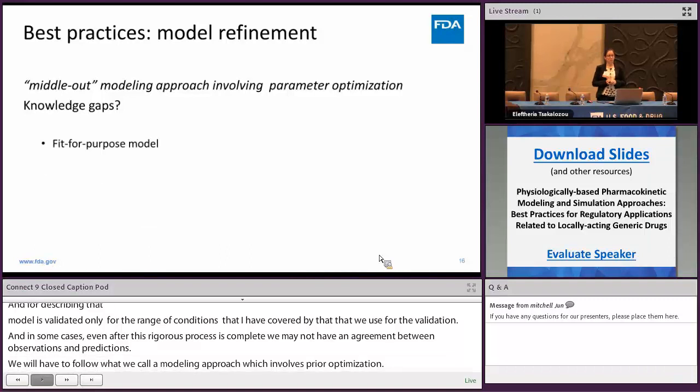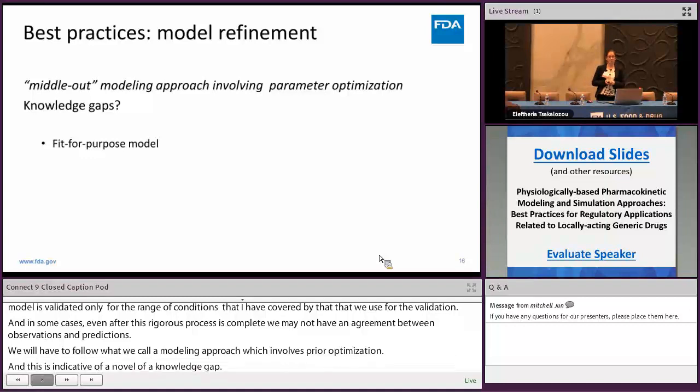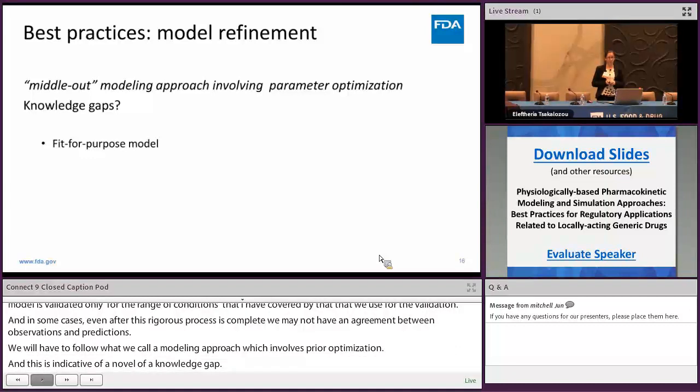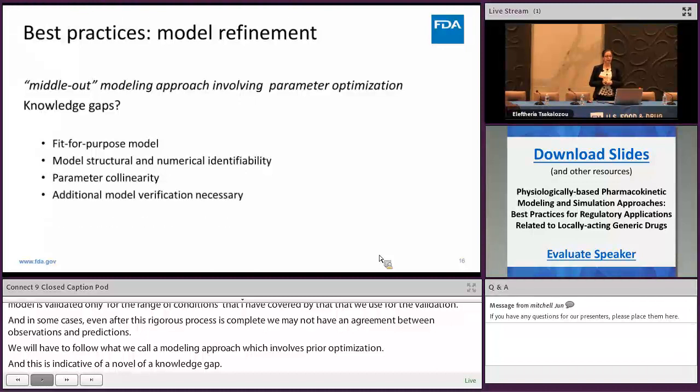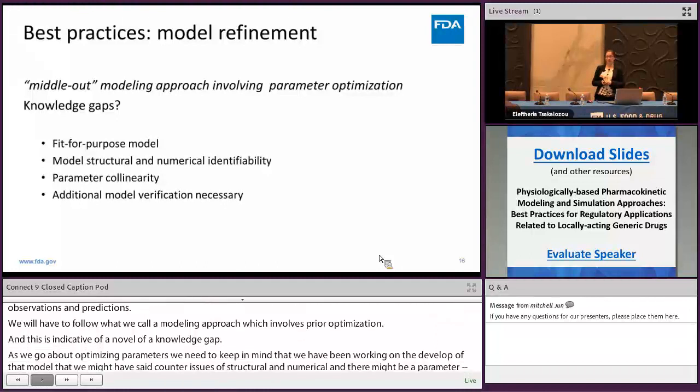As we go about optimizing parameters in our model, we need to keep in mind that we have been working on the development of a fit-for-purpose model, that we might encounter issues of identifiability, structural and numerical identifiability. There might be parameter collinearities that we need to take into consideration. Our output needs to be biologically plausible, and our model might have to undergo additional verification.